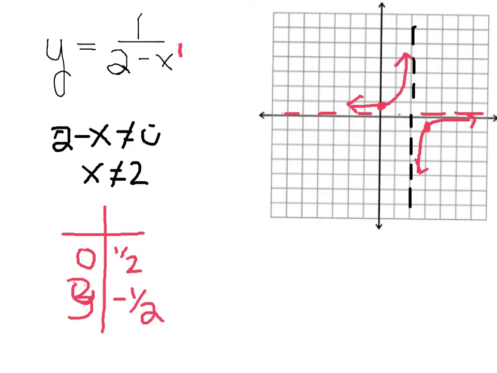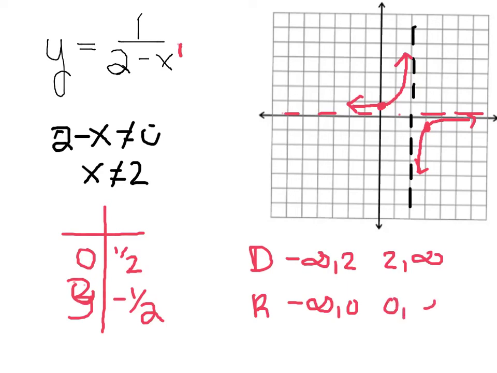This rational function has a domain from -infinity to 2 and from 2 to infinity. This rational function has a range from -infinity to 0 and from 0 to infinity.